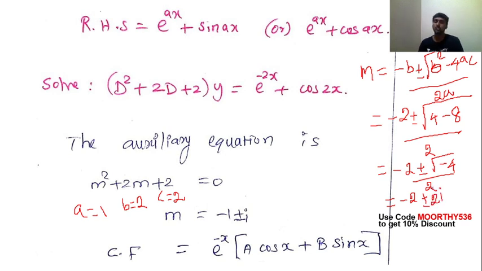Take the 4 outside, so it's 2. Root of minus 1 is equal to i, divided by 2. From this equation we are getting minus 1 plus or minus i.